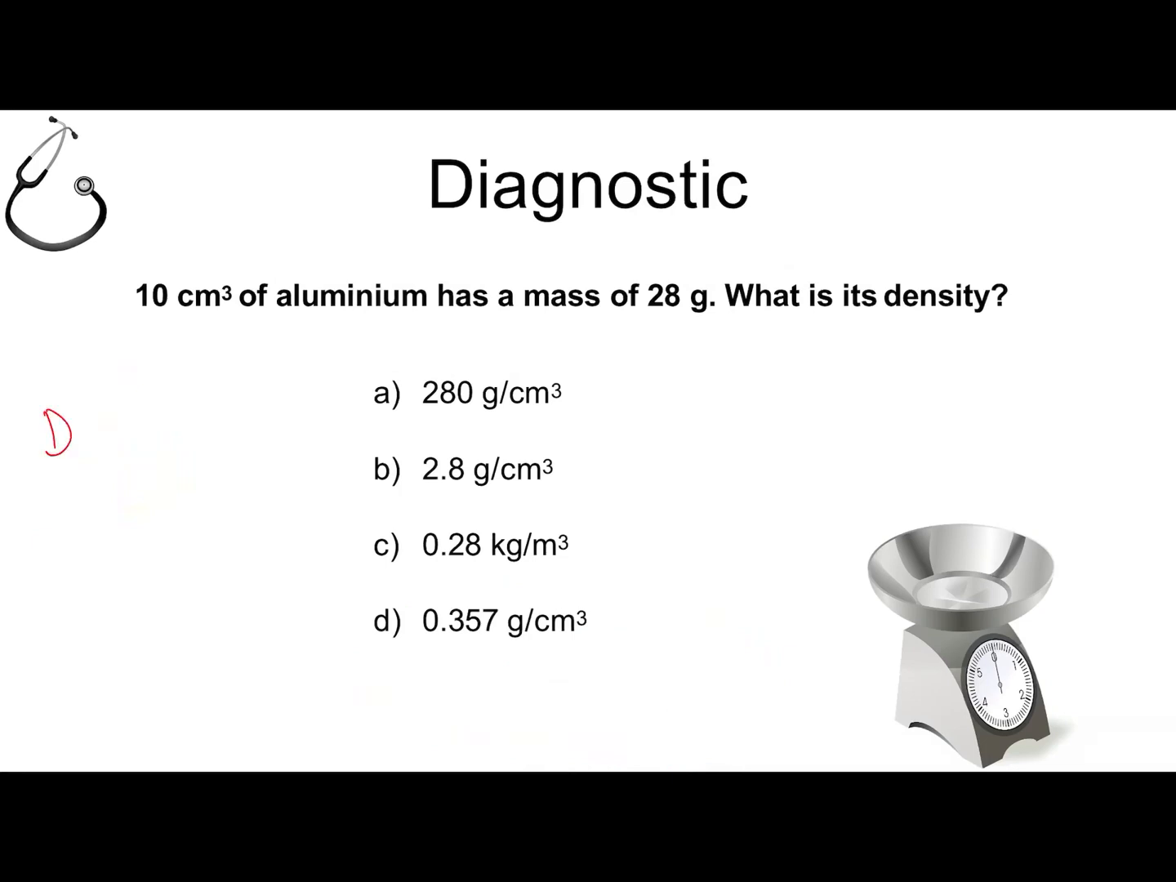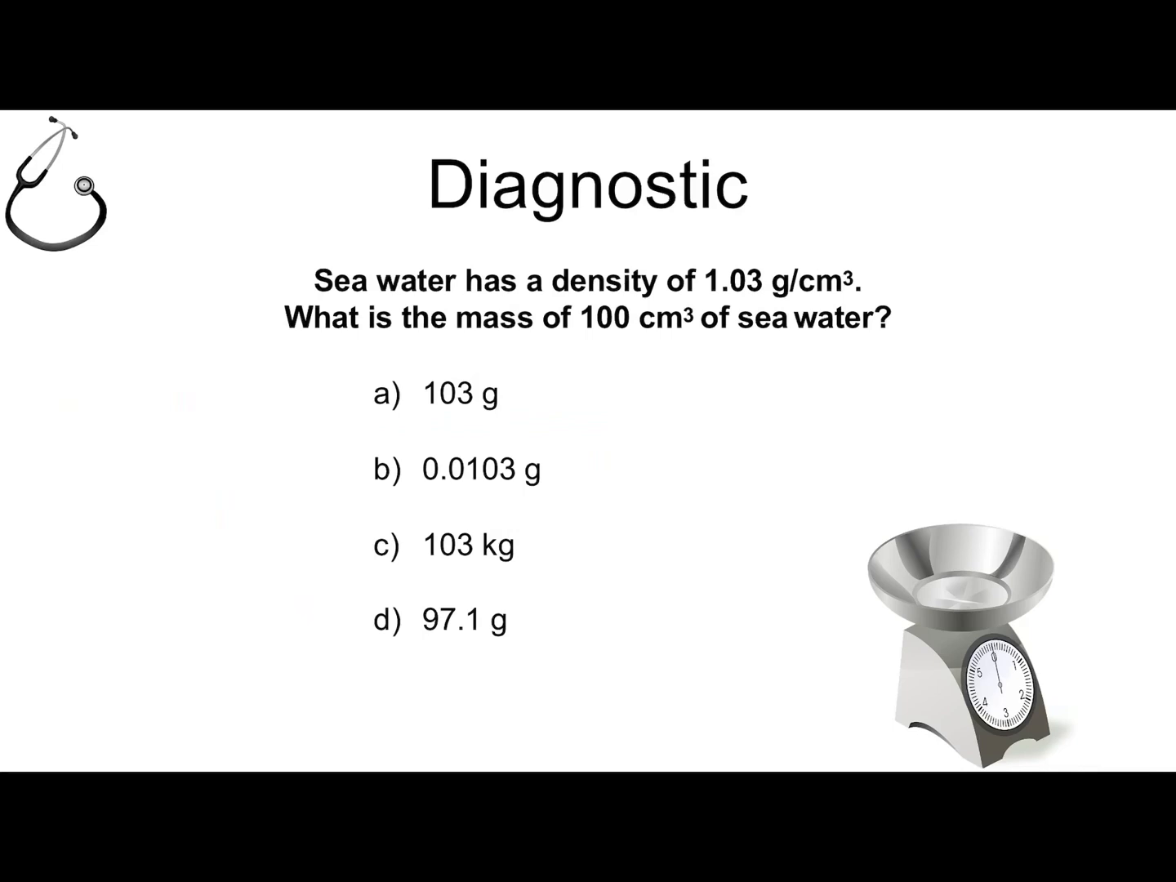Okay, 10 centimetres cubed of aluminium has a mass of 28 grams. What's its density? Very easy. Density is equal to mass divided by volume. So 28 divided by 10, 2.8 grams per centimetre cubed. No problems there with the units of measure. Okay, there's the answer.